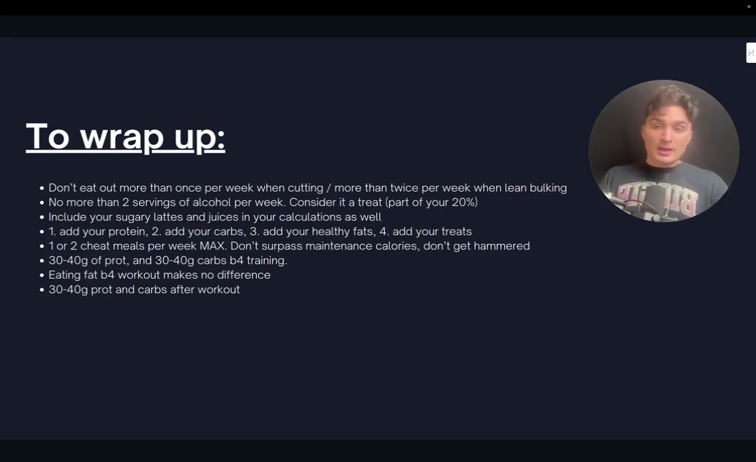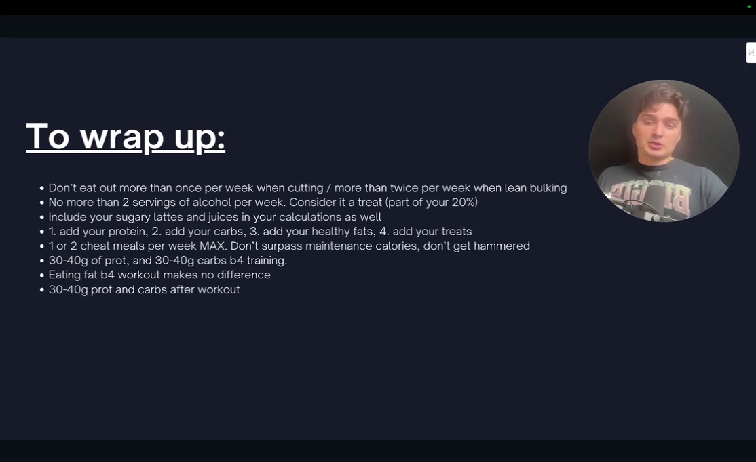Don't eat out more than once per week when cutting, more than twice per week when lean bulking. Don't have more than 2 servings of alcohol per week. You may think this is insane, but if you do, you are just destroying your body, destroying your goals. From a scientific perspective, I don't have any bias against alcohol. I personally do drink. Obviously, I don't drink a lot, but I barely drink anymore because I've understood how bad it is for you, and I just don't really enjoy it anyways.